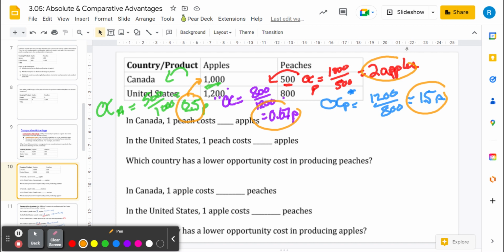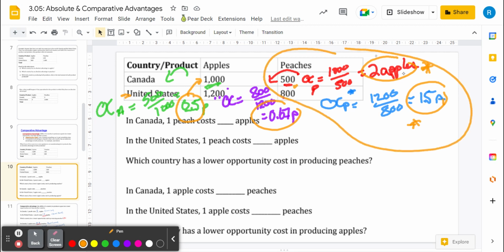So for Canada to make a peach, the opportunity cost was 2 apples, if you look here. For America to make a peach, the opportunity cost was 1.5 apples. So who has the lower opportunity cost of a peach? Is it 2 apples or 1.5 apples? It'd be the US. So the USA should make peaches because this opportunity cost is lower than this opportunity cost.